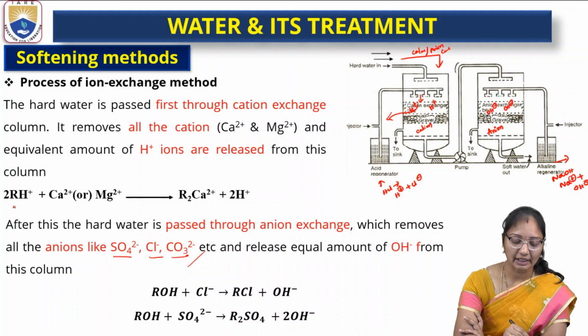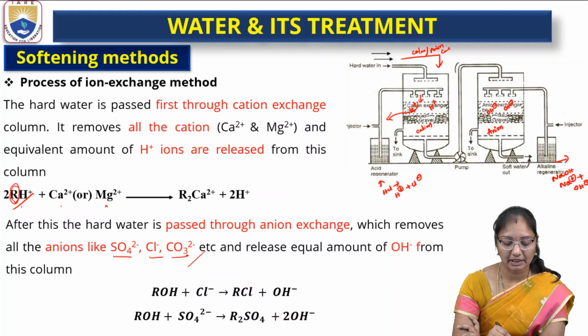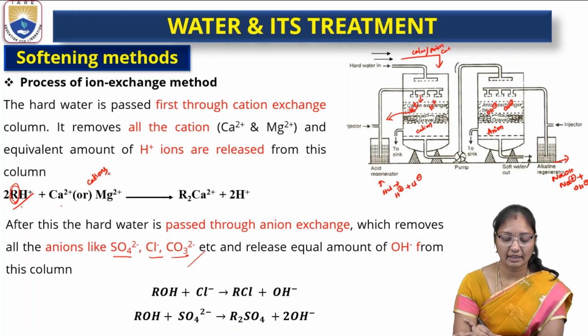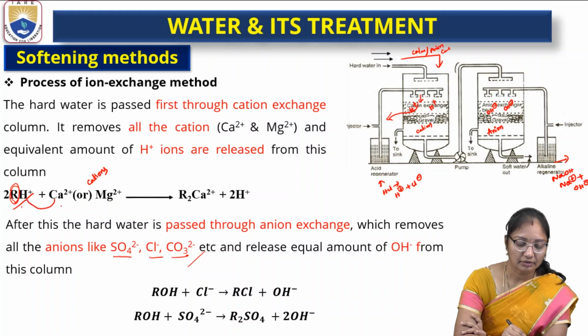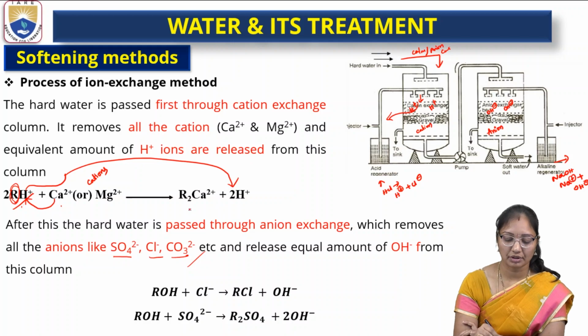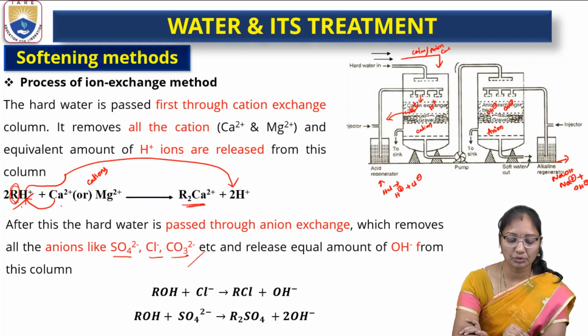So the simple reactions. Whatever H plus ions are present, this is the resin RH plus ions plus calcium or magnesium cations. Then they go and attach with the R, and the H plus will be removed. See here, the H plus will be sent out. So R2Ca, the two active sites. So R is having two H plus ions.